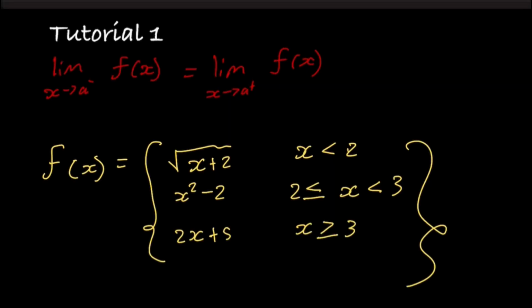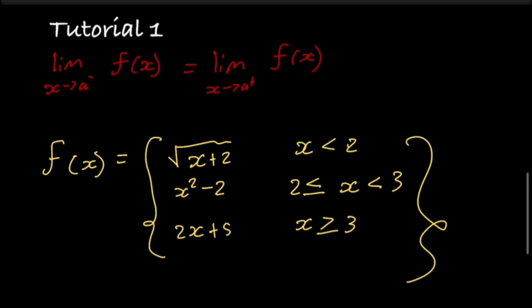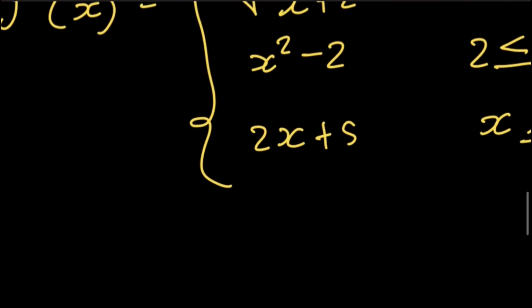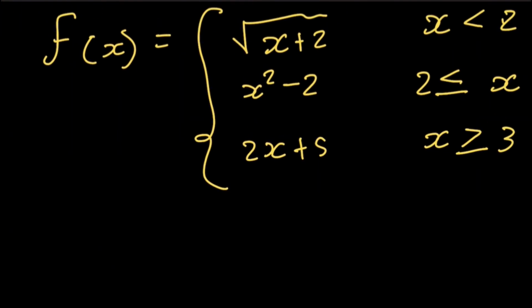We're looking at this function and then we're asked, does this limit exist at 2 and 3? Now how would we find out? Well, we would use our left and right hand rule, which was given up here. So how would we start this solution?